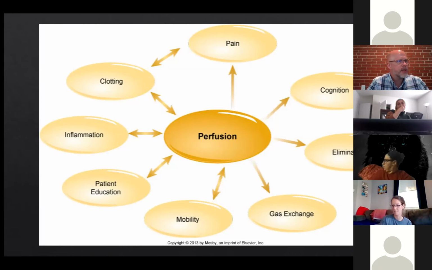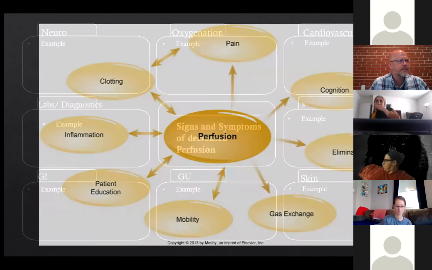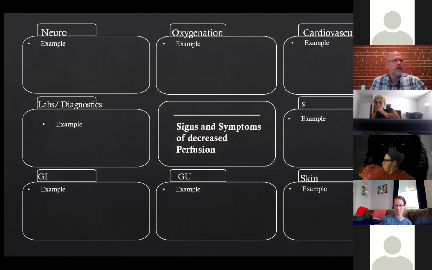And we'll talk about patient education throughout. So I want you to just, this is a way to think through how multiple things can impact perfusion in both directions. I'm not going to break you out into groups right now, but let's go through this together. What are some neurological abnormalities that could occur because of poor perfusion?